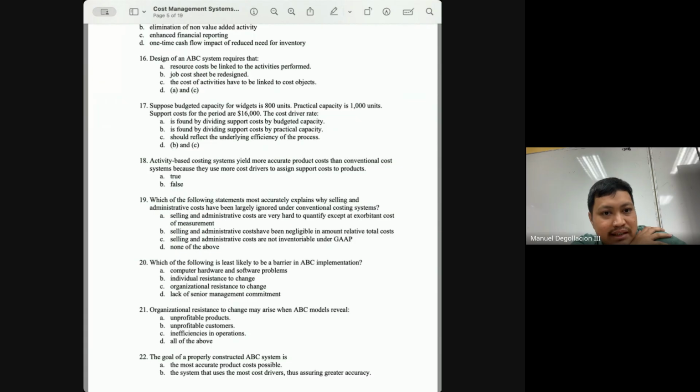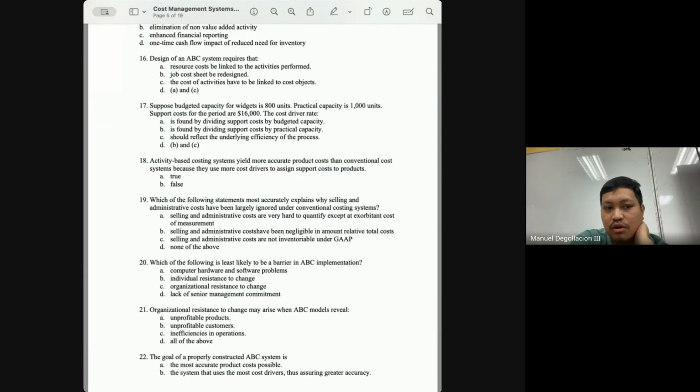Because if you use budgeted instead of practical, class, it's like you are condoning inefficiency. Okay, so that you would be able to consider the idle capacity, you should include the practical capacity in determining your rate, yeah, cost driver rate.